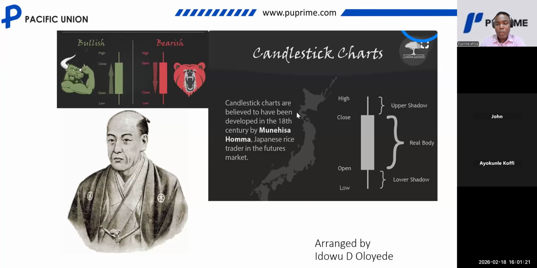All right, so this afternoon we're going to be looking at candlestick patterns.